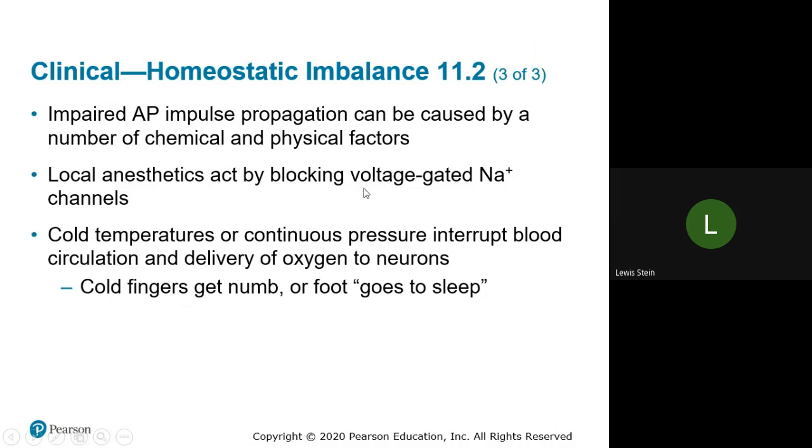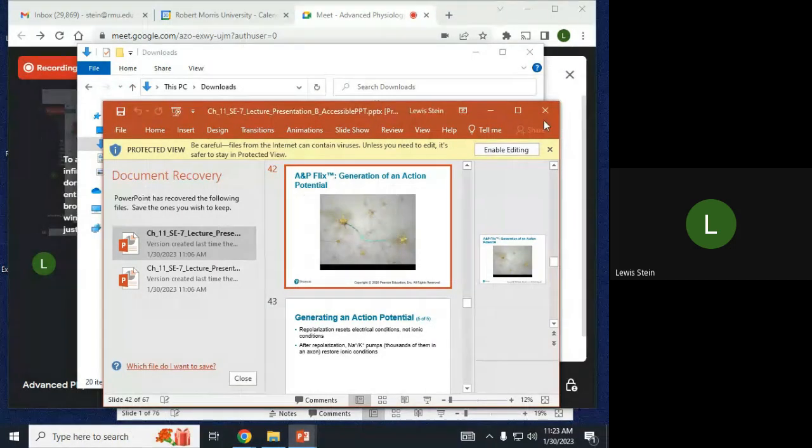Local anesthetics act by blocking voltage-gated sodium channels. Cold can play a role with this. Blood supply, and that's really the phenomenon you see in cold, how frequently we feel things that appear to be numb but typically respond relatively quickly. But when your arm falls asleep, your foot falls asleep, from having it positioned a certain way, you're typically obstructing blood vessels transiently. So that's everything for that.